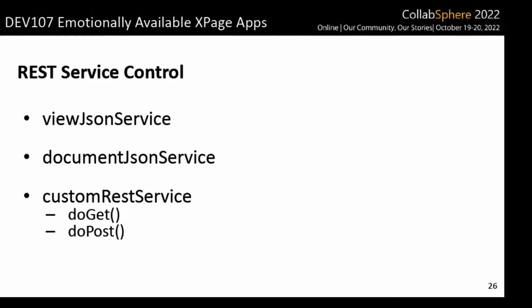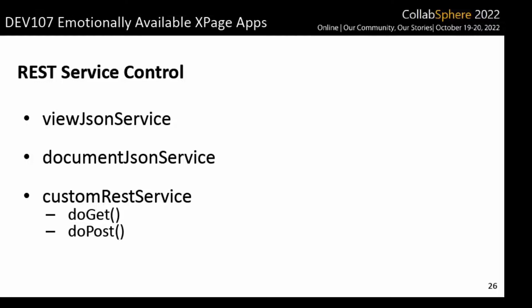Next is the document.json service. Now, I actually have not used this part of the REST service control too much. However, with the shift that I feel is going on in how we are developing our applications and separating the front end from the back end, I think this is going to be an important part of that, because the document.json service, all it does is you provide a doc ID and it will return that document as JSON back to the client.